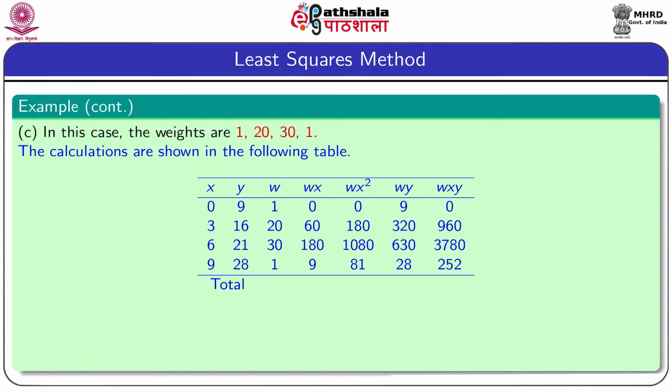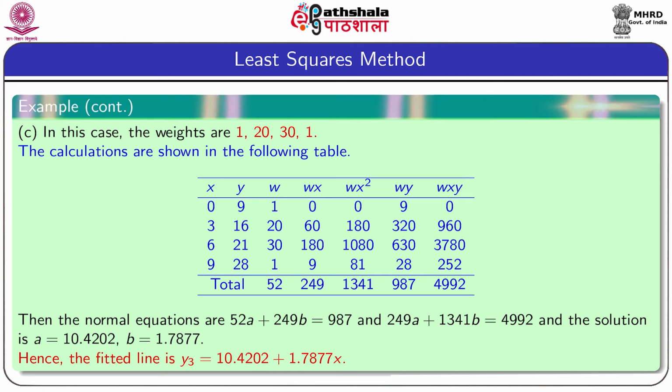Now we consider the third problem. In the third case, the weights are 1, 20, 30 and 1. The calculations are shown in the following table. In this case, the summation of w is 52, summation of wx is 249, summation of wx square is 1341, summation of wy is 987 and summation of wxy is 4992.